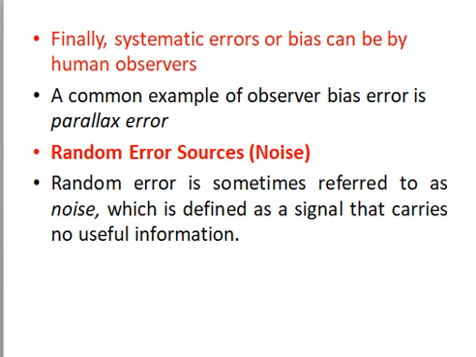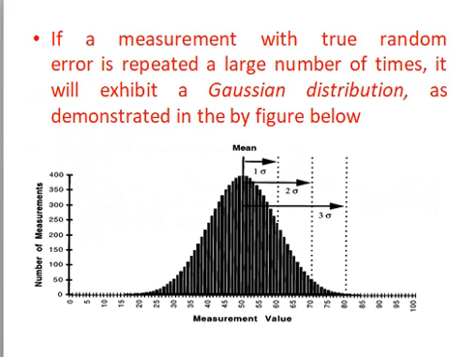Now, let us look at the random errors. The random errors, as the name shows, sometimes we call it the noise, and it's defined as the signal that carries no useful information, and in most cases, the source of the random error is not known, because so many different things can cause it. And if you make so many measurements with the true random error repeated, you take the first measurement, we know there is random error, take a second one, you keep on taking more measurements, you find that the plot of this error should give us what we call the Gaussian distribution, which is given by this.